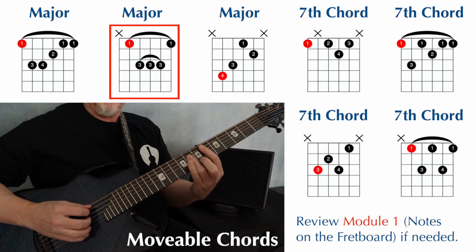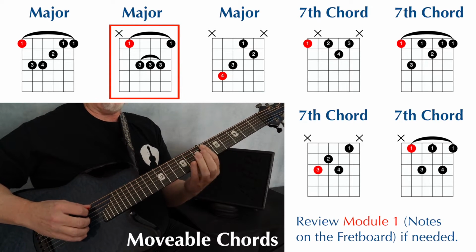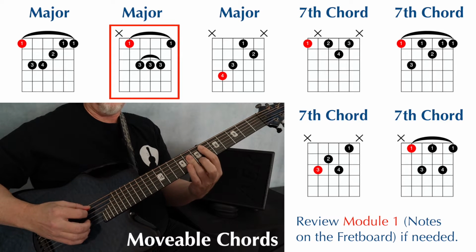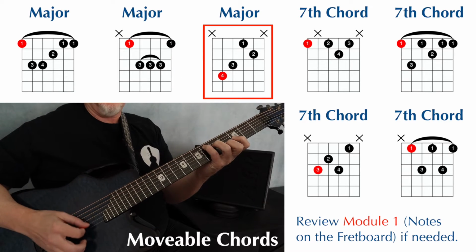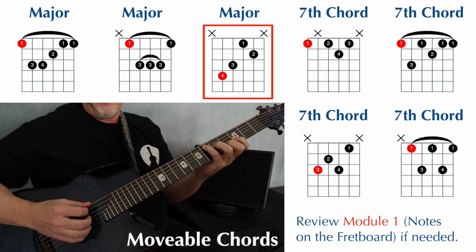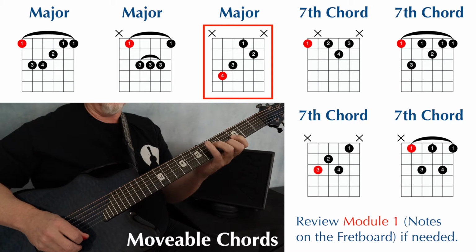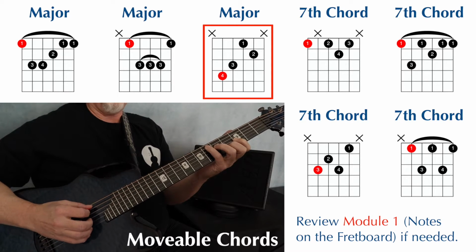Here's a major shape you can play with the root on the 5th string. That's an E flat major that I'm playing because I'm placing the root of that chord shape on the E flat, string 5, fret 6. You could also play this major shape with the root note on the 5th string. That's also an E flat major chord, with the root on the E flat, string 5, fret 6.